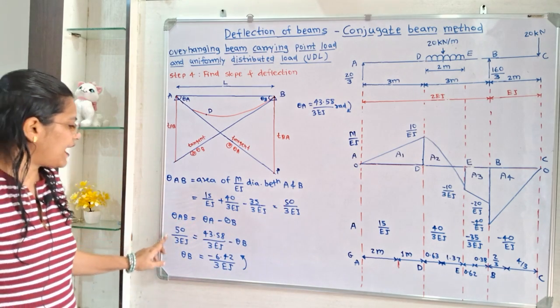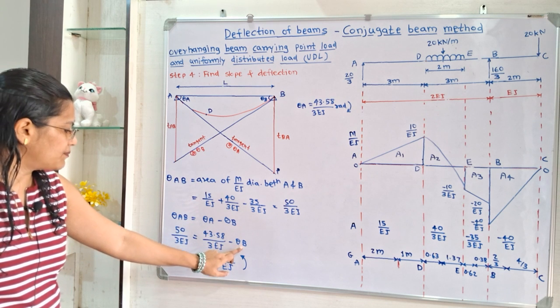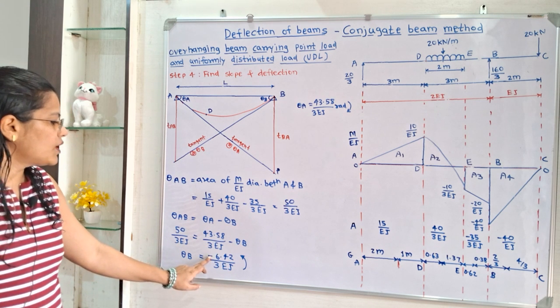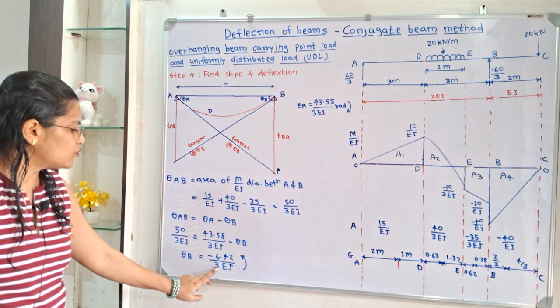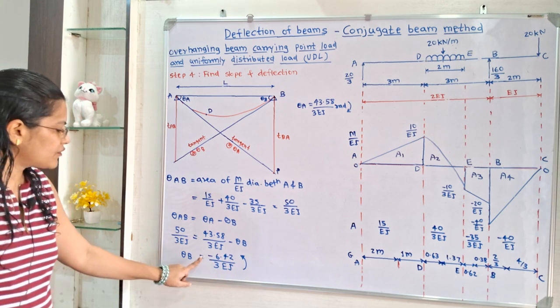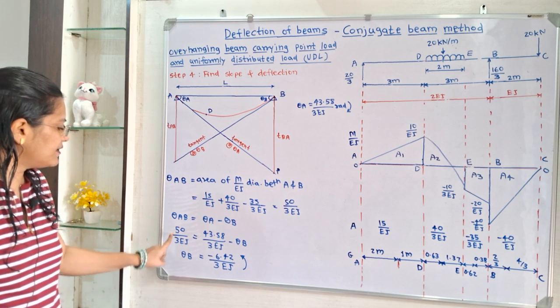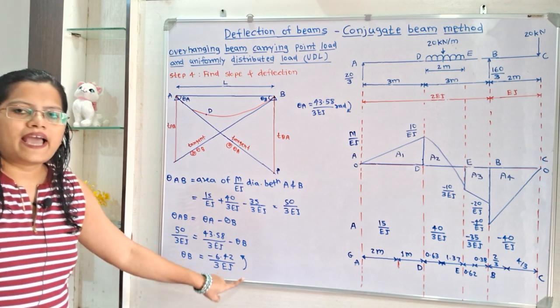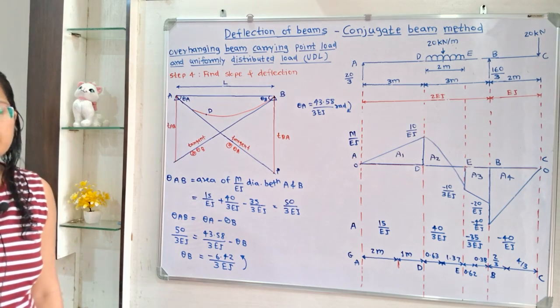Now we will put the value and we will calculate theta B. So this theta B is equal to minus 6.42 by 3 EI. Because of the negative sign we can say that this angle is in anti-clockwise direction.